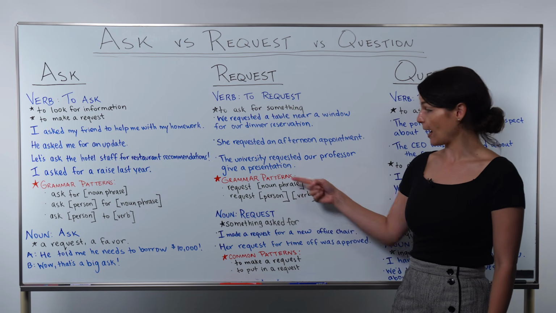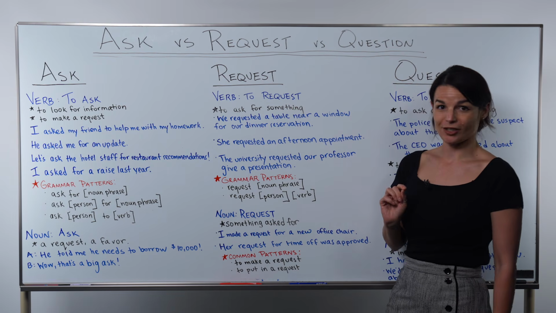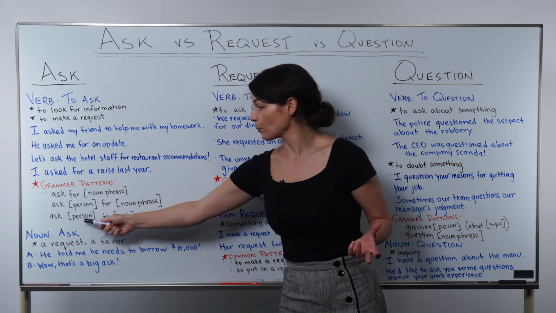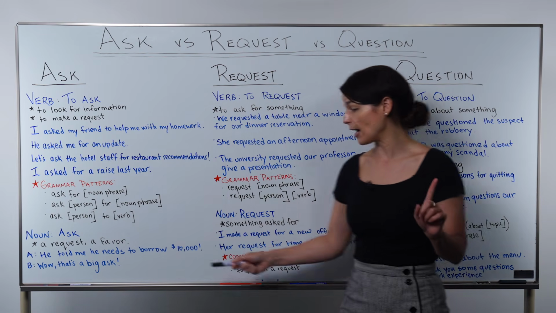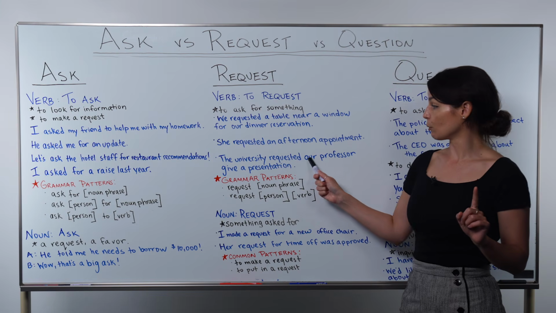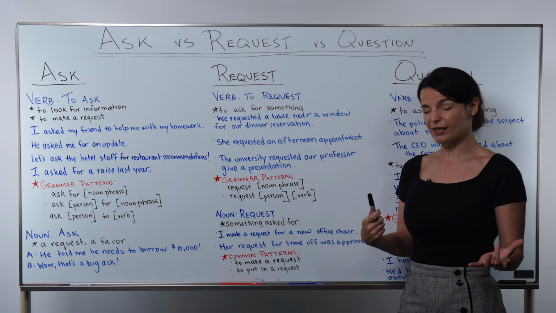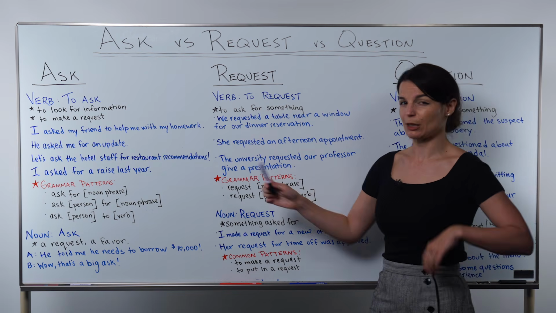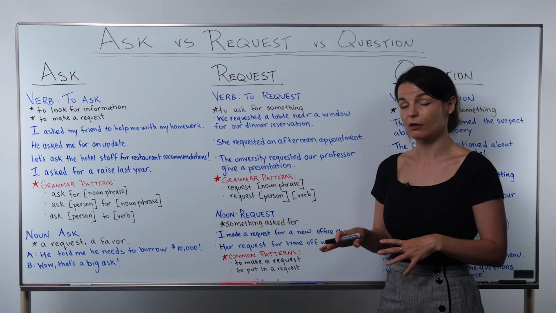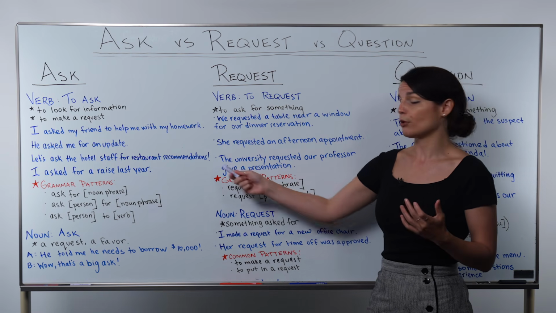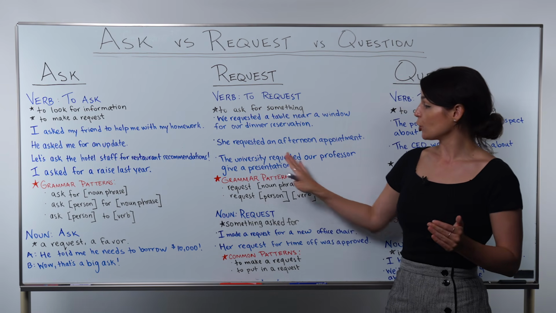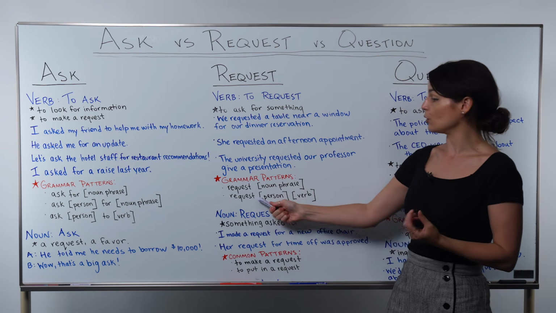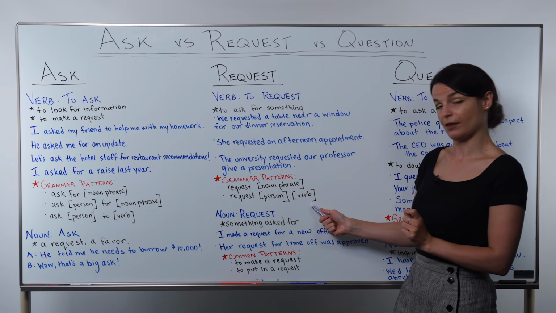You'll notice in this pattern, though, again, there's no preposition. We saw over here, in our action request pattern, we had ask person to verb. We don't have the preposition here, right? The university requested our professor to give a presentation. We don't use to there. You may sometimes see people using to in this position in non-standard forms of English, but generally we do not put a to here. So if you want to use this pattern to talk about asking someone else to take action, you can use request, person, and verb, this pattern here.